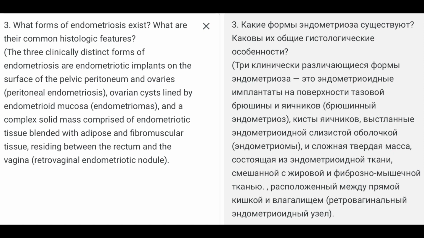3. What forms of endometriosis exist? What are their common histologic features? The 3 clinically distinct forms of endometriosis are endometriotic implants on the surface of the pelvic peritoneum and ovaries, peritoneal endometriosis; ovarian cysts lined by endometrioid mucosa, endometriomas; and a complex solid mass comprised of endometriotic tissue blended with adipose and fibromuscular tissue, residing between the rectum and the vagina, retrovaginal endometriotic nodule.